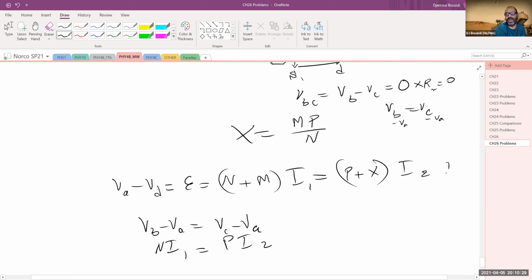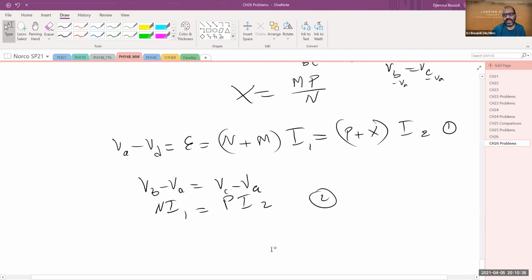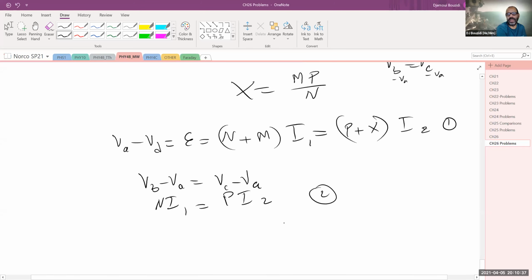So here is what I have. I have equation one and I have equation two, and both of them involve I1 and I2. So I'm going to find I2 in terms of I1 using this equation, or actually you can divide these two equations side by side. Divide one by two. If I divide equation one by two, I1 and I1 cancel, and I2 cancel, because I don't know what they are and I really don't care what they are.